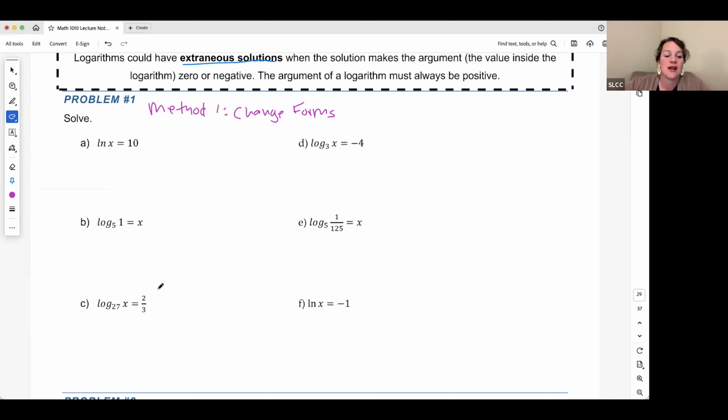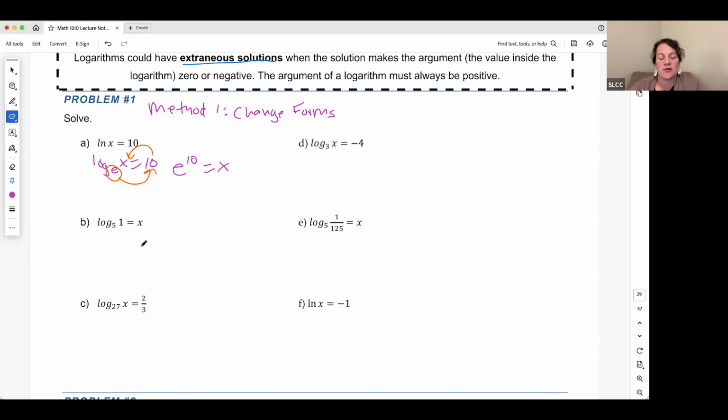Right now, we have logarithmic form. Can we change it into exponential form? Yes, we can. Remember our Circle It Up song, all about the base. So this would be log base e of x equals 10. How do I change that form? Begin with the base and then circle it up to the other side. So e to the 10 equals x. And you're done.